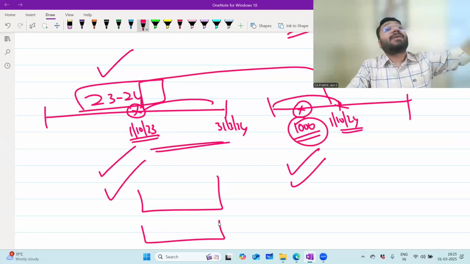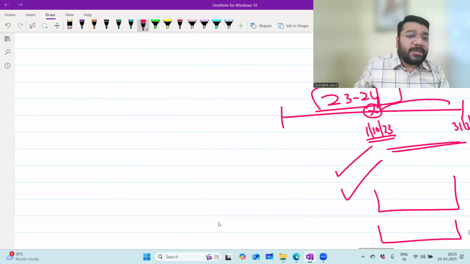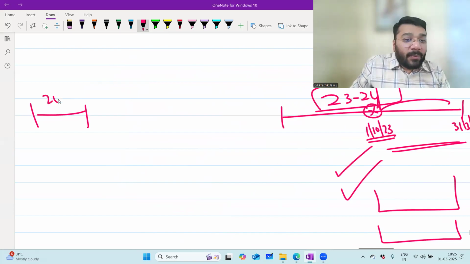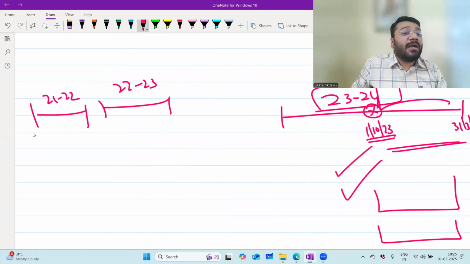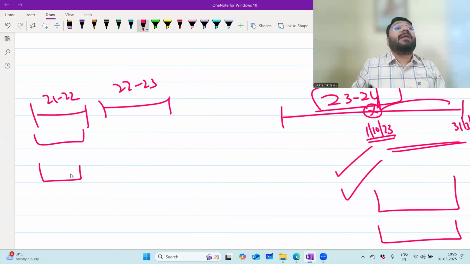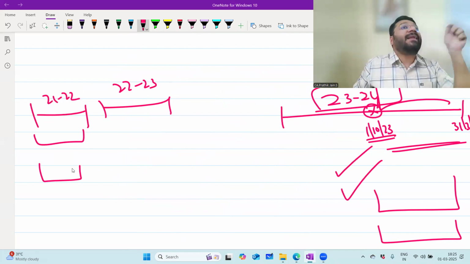For that, you will take the past data. So past data means what? In the year 21-22, 22-23, you will see what is the sale that has been done and what is the corresponding repair charges you have incurred. So you will take a ratio out of it.